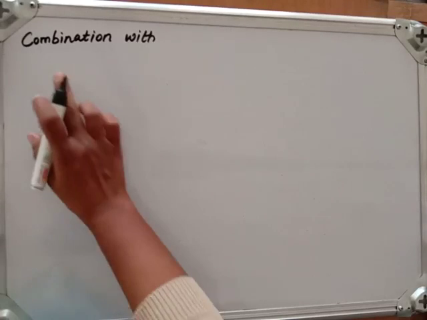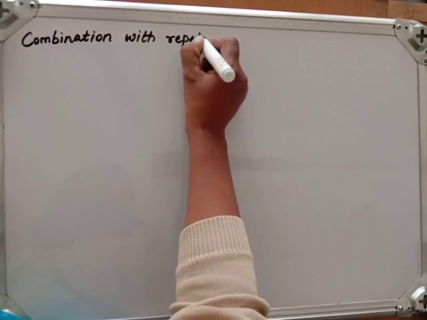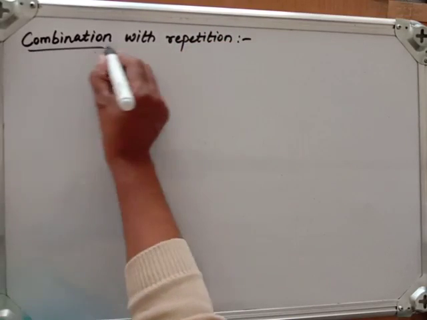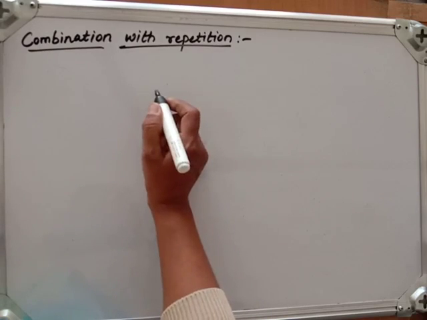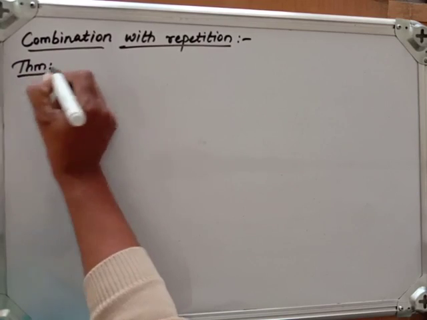Hello students, now in this video let us see combinations with repetition. Now it is not like a permutation. There is a theorem, there is one rule.